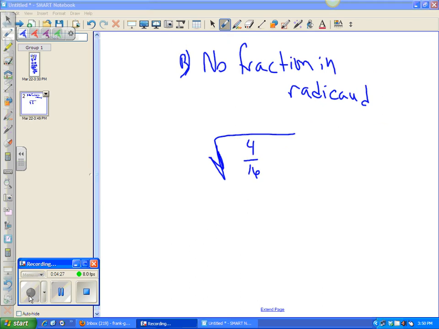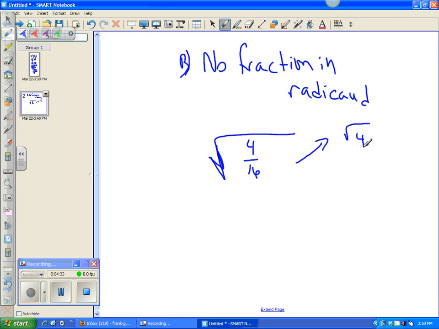The second condition is that there are no fractions in the radicand. So in this case, we need to break this up into the square root of 4 over the square root of 16, which really becomes 2 over 4, which is simplified even more into 1/2.